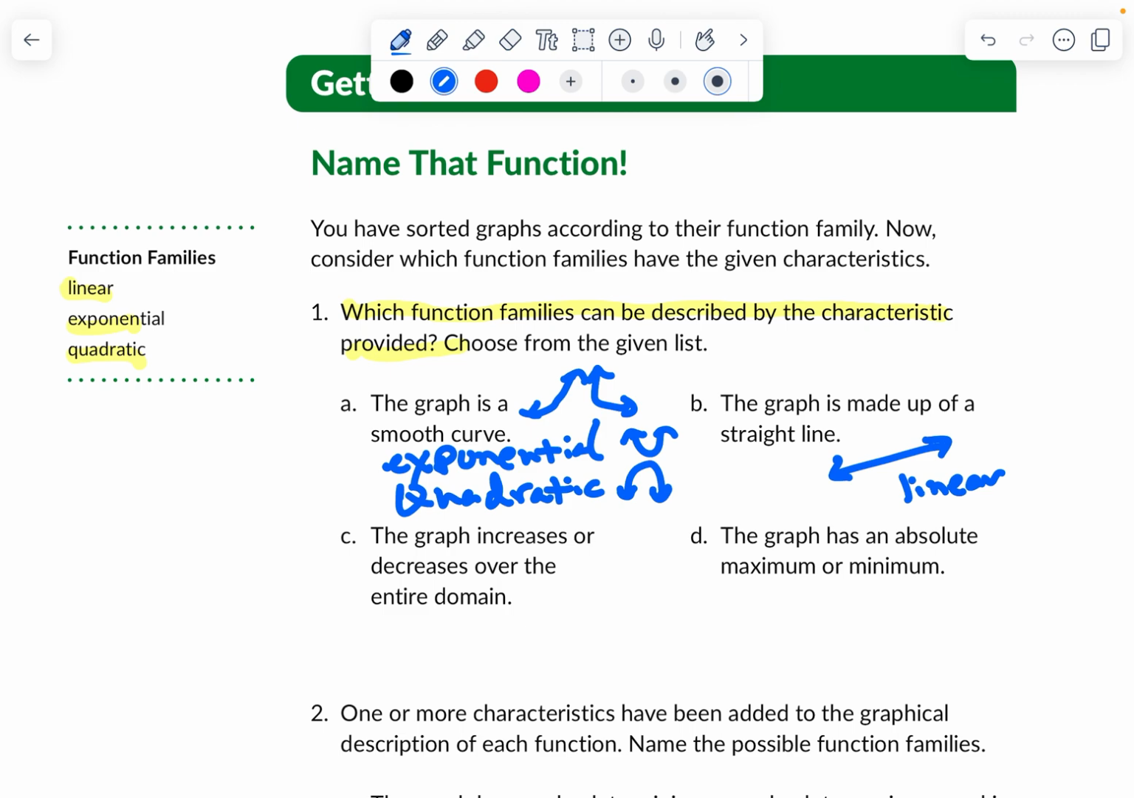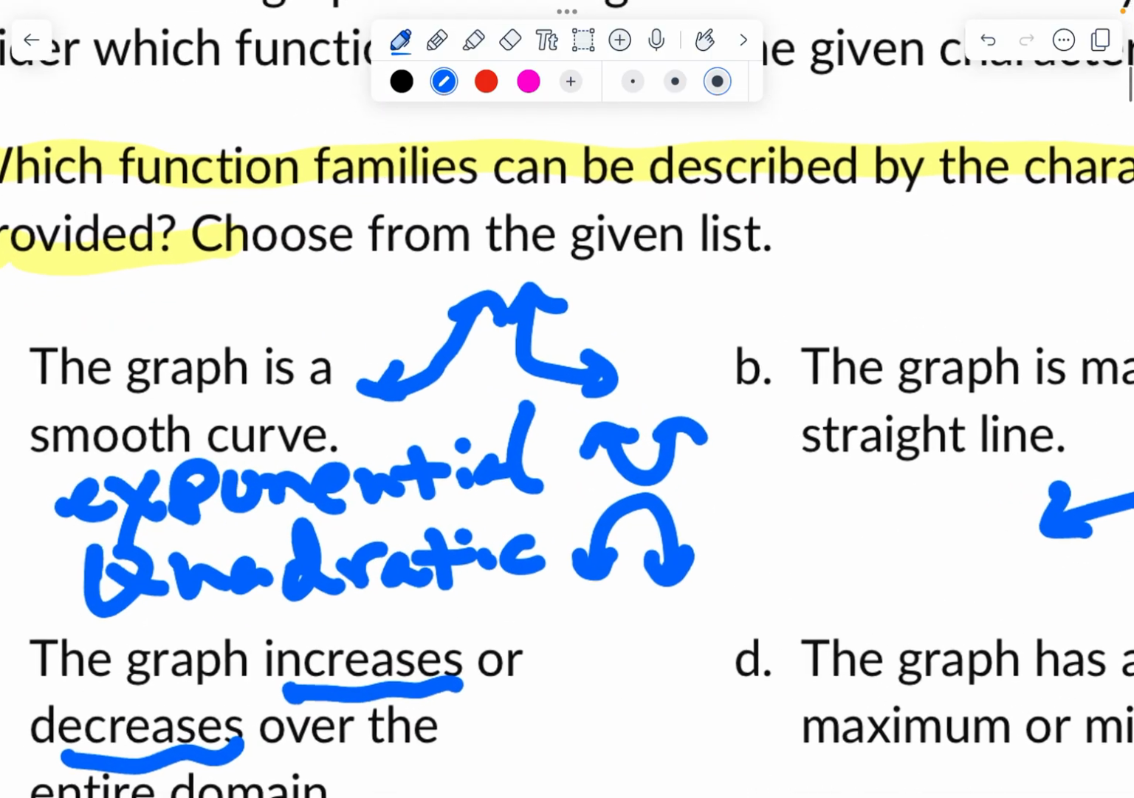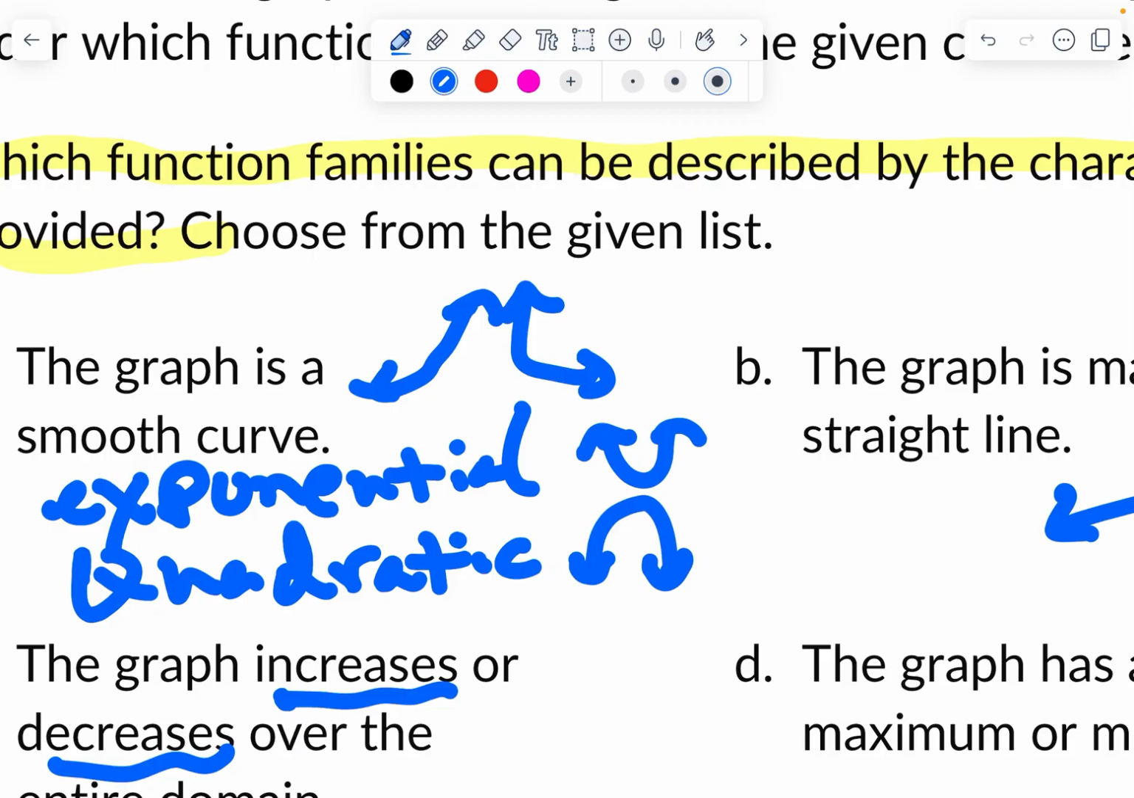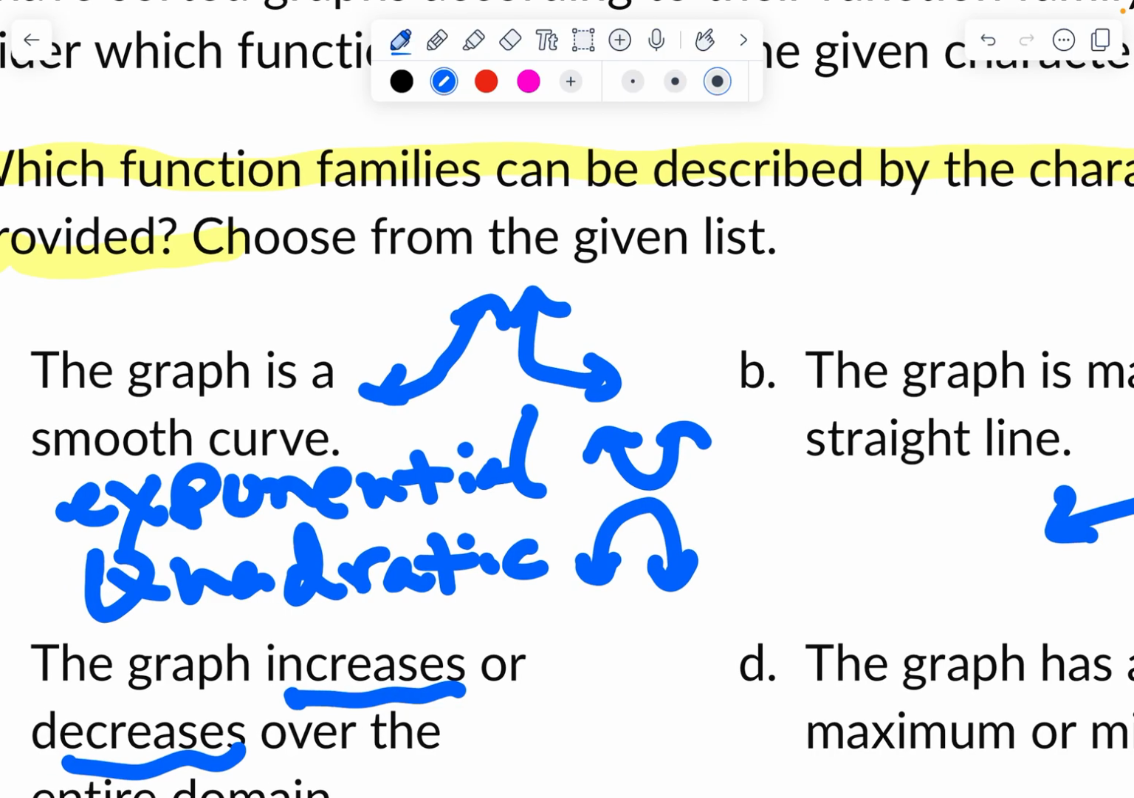The graph increases or decreases over the entire domain. Well, guys, if you look at the pictures that I drew here, quadratic goes up and then comes back down. So it does more than one thing. Whereas linear and exponential only do one or the other. I'm trying to get my pointer to work here. I'm going to point to some things here real quick. Okay, there now.